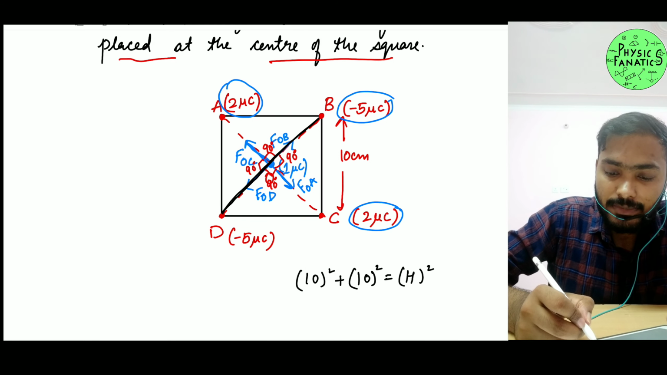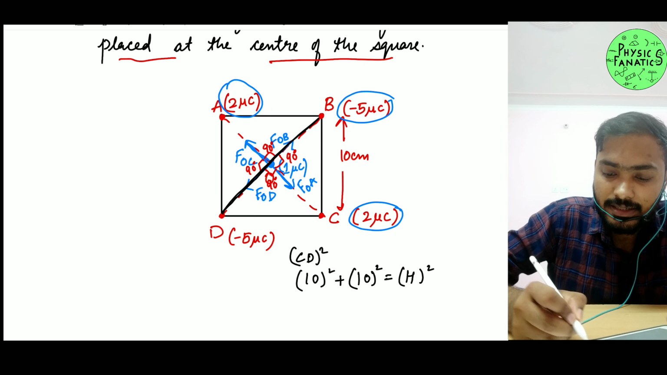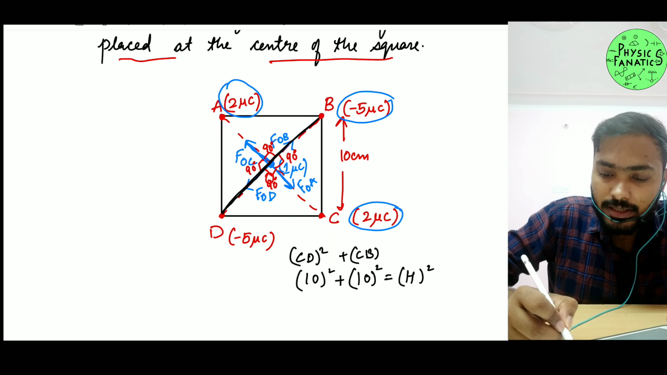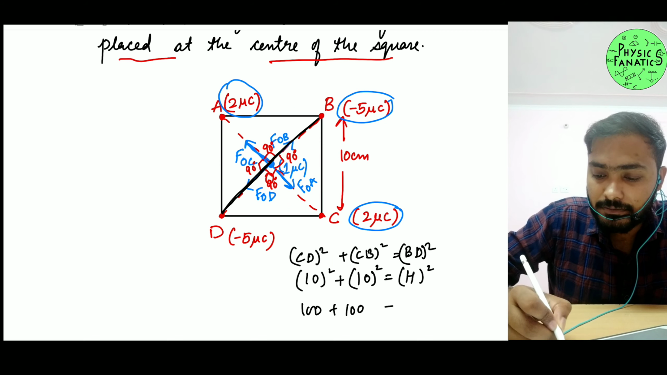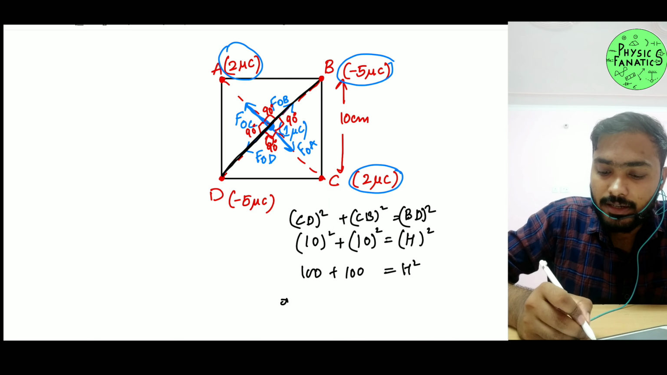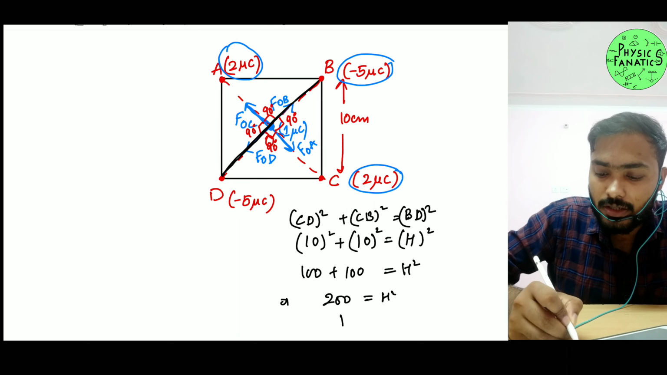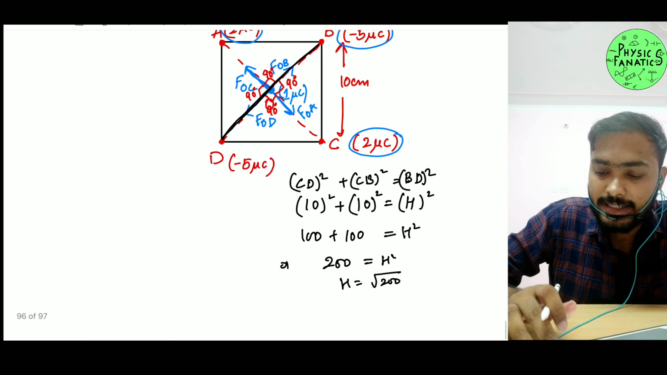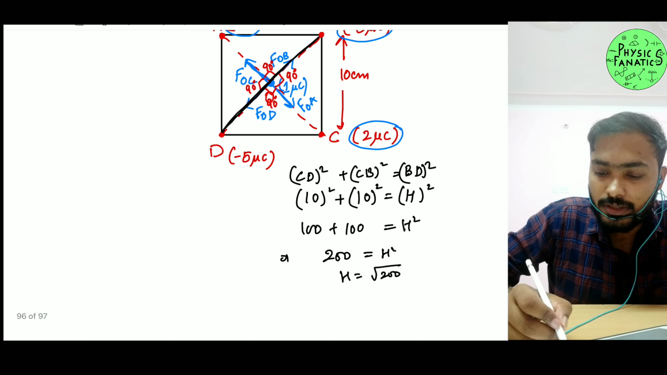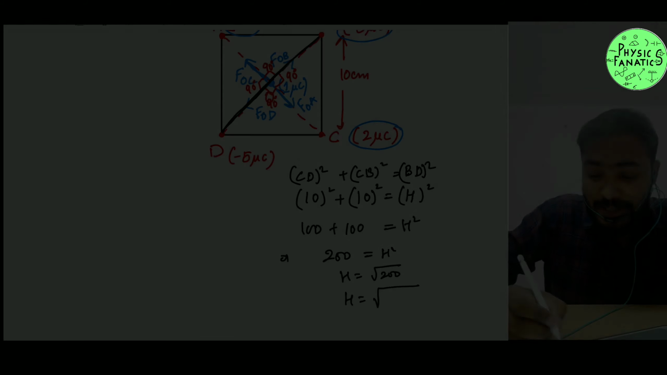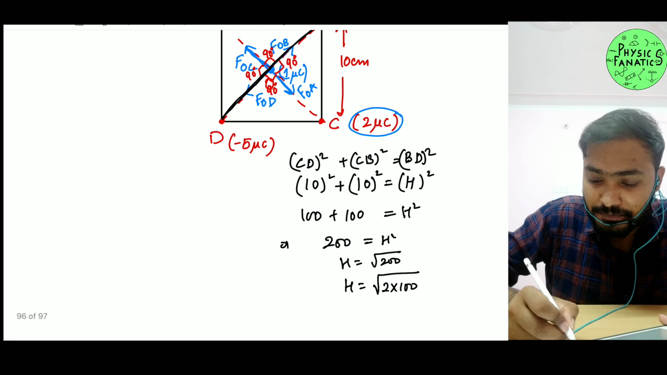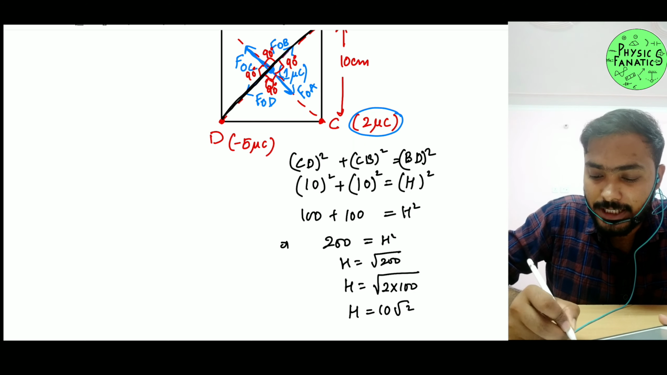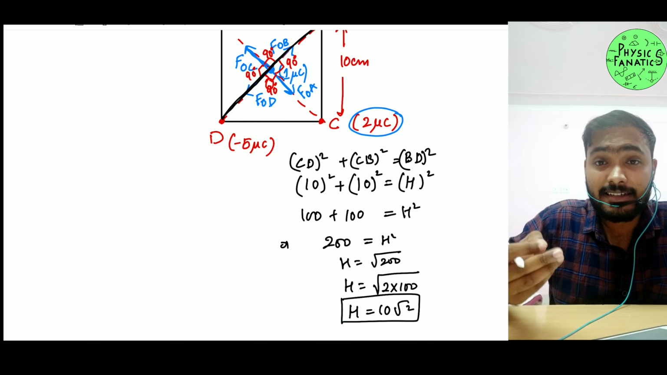What is this 10? Basically it is your CD. Let me write it: CD square plus CB square is equal to BD square. Pythagoras theorem, so that you guys can understand. This is 100 plus 100 is equal to H square, or I can write 200 is equal to H square, or H is equal to root of 200, or I can say this is actually 10 root 2. Yes or no? This is basically H. So here you can write 2 into 100, and the root of 100 is 10, so 10 will come out. This is 10 root 2. So 10 root 2 is the diagonal value.